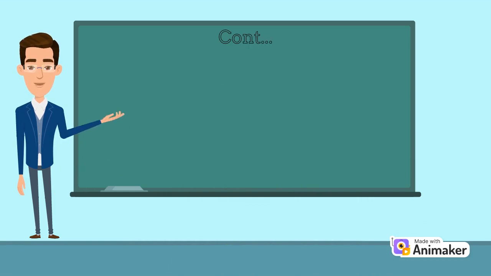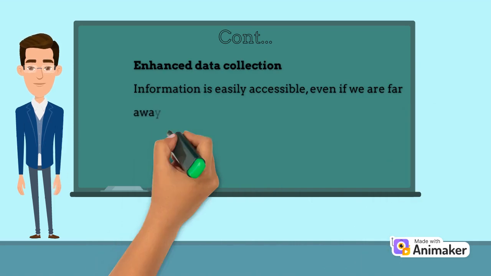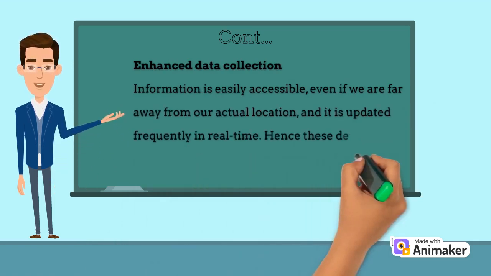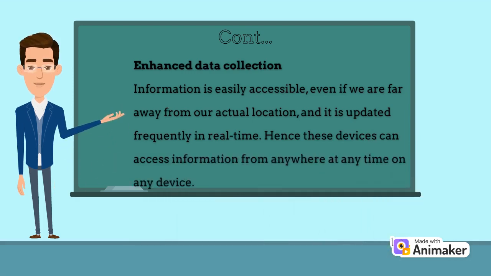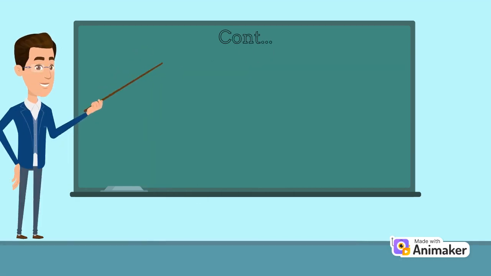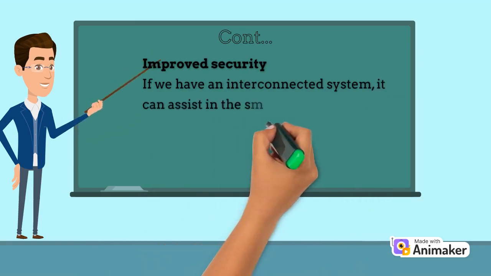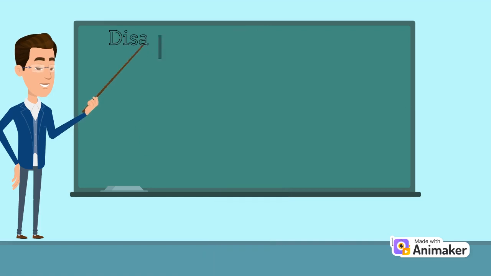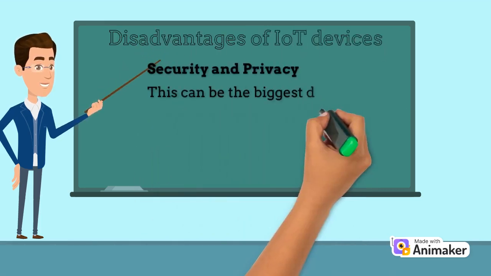Enhanced data collection. Information is easily accessible, even if we are far away from our actual location, and it is updated frequently in real time. Hence, these devices can access information from anywhere at any time on any device. Improved security. If we have an interconnected system, it can assist in the smarter control of homes and cities through mobile phones. It enhances security and offers personal protection.